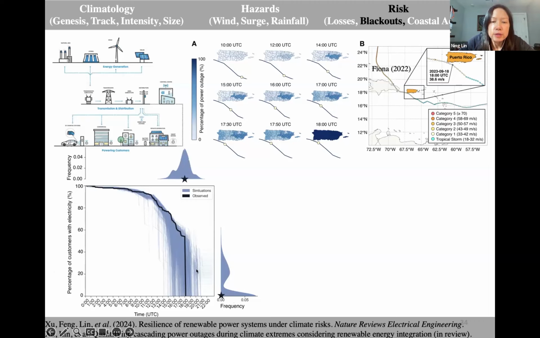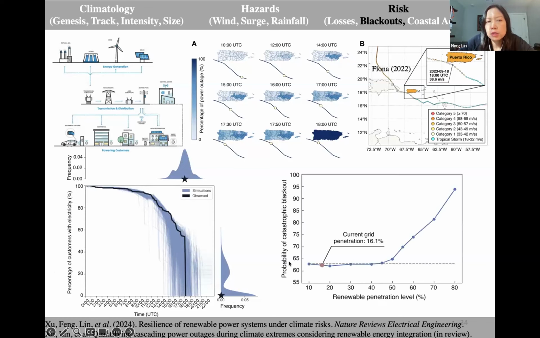And then the green curves are our Monte Carlo simulations, mimicking this kind of event using our model. So you can see that we can capture this cascading failure. We can also use this model to examine renewable integration, because renewable energy relies on the environment, so it is not stable and can cause instability in the grid. With large integration, we may have higher risk in the grid.